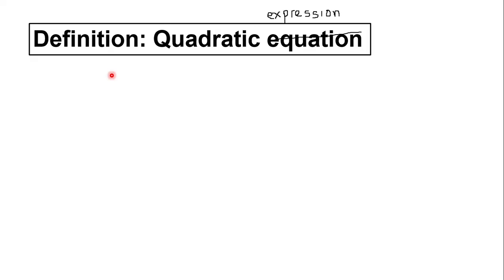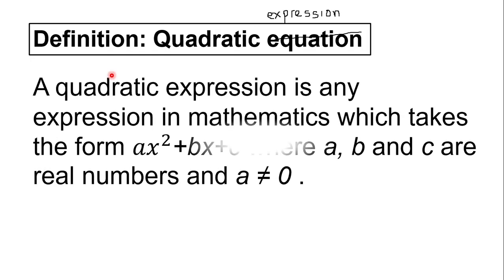We shall define a quadratic expression in the following manner. A quadratic expression is an expression in mathematics which takes the form ax squared plus bx plus c, where x is a variable and a, b, and c are real numbers, on condition that a is not equal to 0.